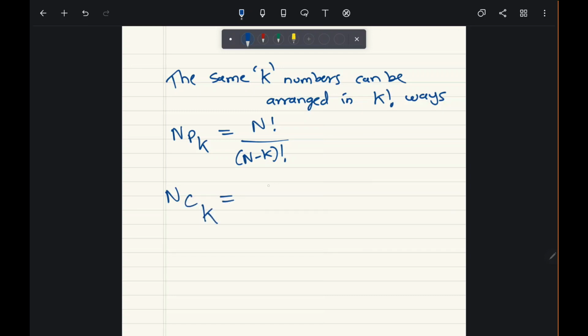So nCk is basically eliminating all the arrangements for the same k numbers. So it's going to be nPk divided by k factorial. So this is equal to n factorial upon n minus k factorial and k factorial. Basically it is the number of permutations divided by k factorial, which gives us the number of unique combinations.